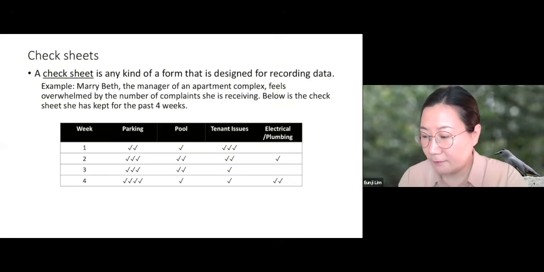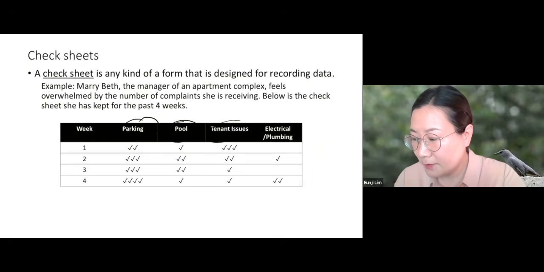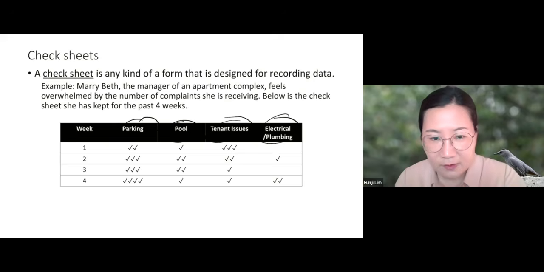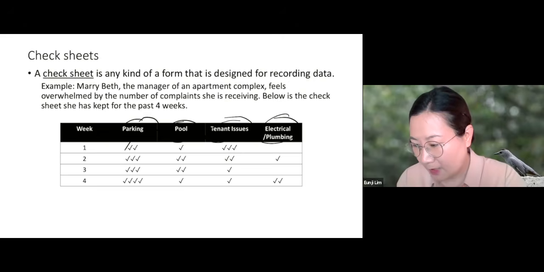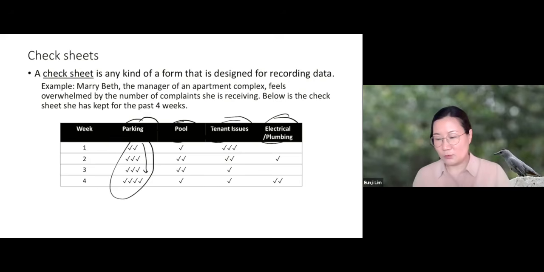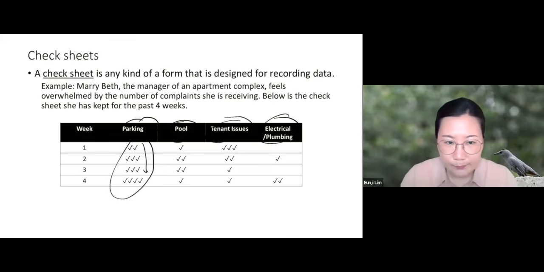So here we have the categories for complaints: parking, pool, tenant issues, electrical, plumbing. Every week, she's recording how many complaints she's receiving in each of the categories. So by looking at these check sheets, can you identify the area that needs to be improved? Yes, parking, right? Because you can see you're getting more and more complaints over time.